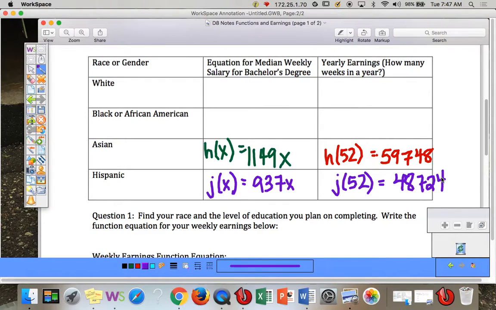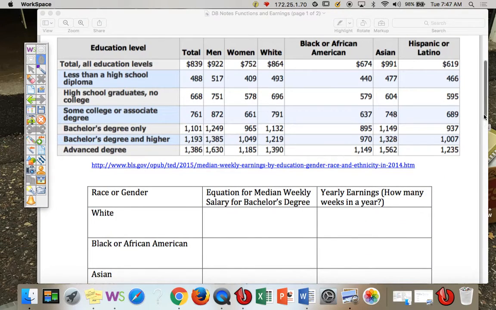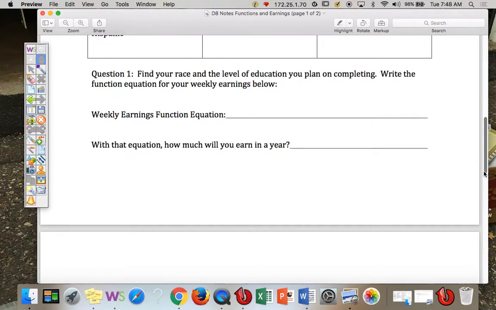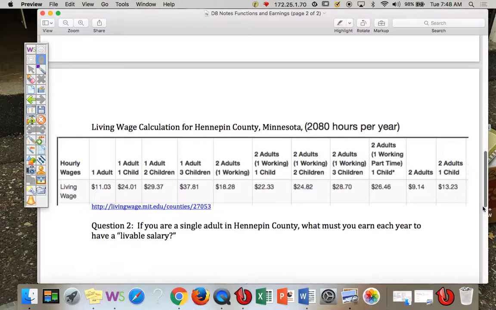So in class, find your race and the level of education you plan on completing. Write the function equations. So here are the function equations for your weekly earnings below. And with that equation, how much will you earn in 1 year? 52 weeks. So you can go ahead and calculate that.